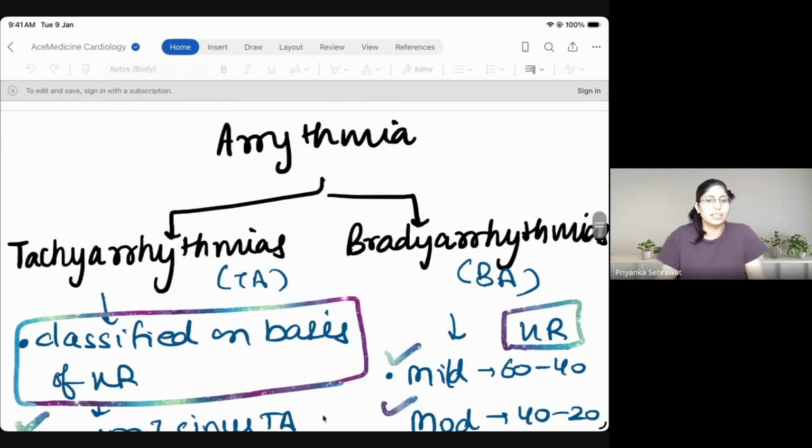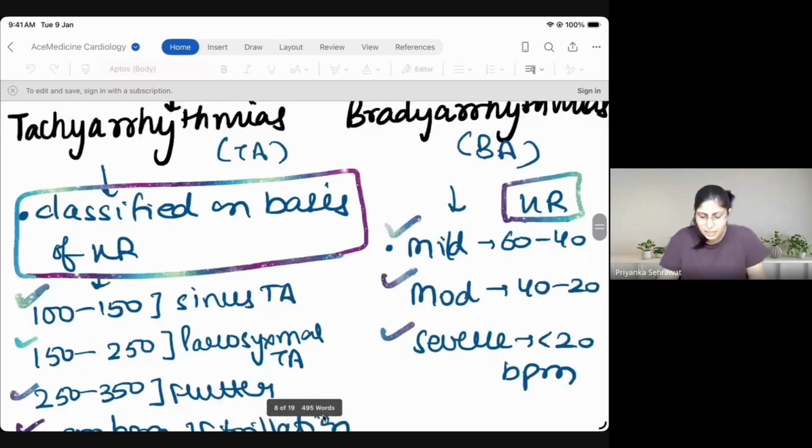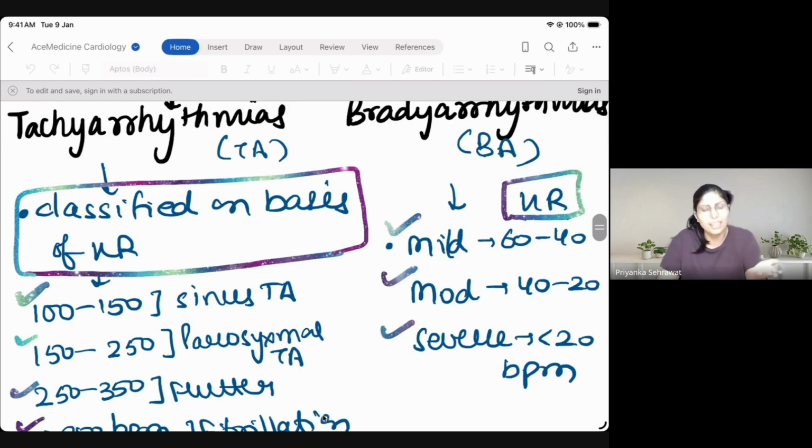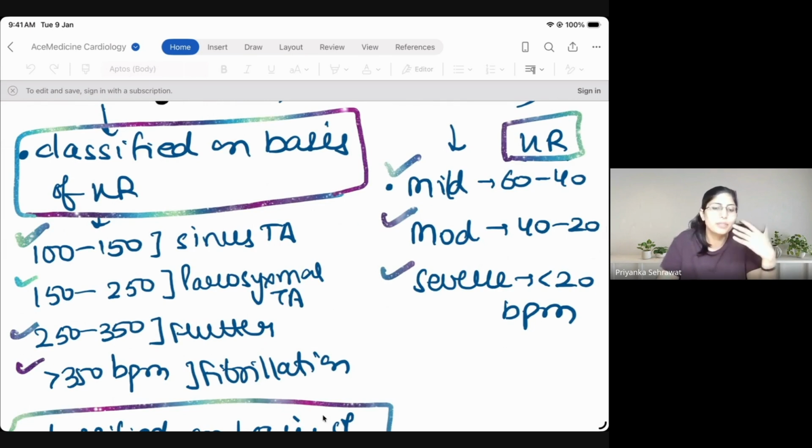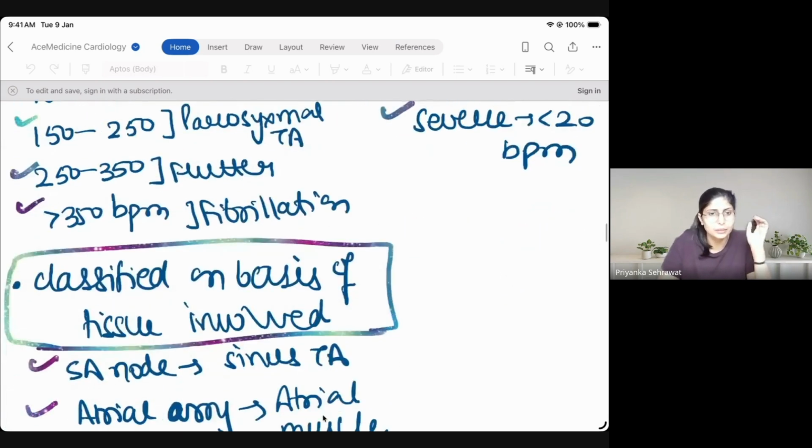Now, what are arrhythmias? Arrhythmias are divided into two. Tachyarrhythmias, bradyarrhythmias. Bradyarrhythmias can be divided into mild, moderate, severe based on the heart rate. So 40 to 60, mild, 20 to 40, moderate, less than 20, severe. Not tough to remember that. On the basis of heart rate, how do we classify tachyarrhythmias? So 100 to 150 usually sinus, 150 to 250 paroxysmal, which has sudden onset or abrupt onset, abrupt offset. 250 to 350 flutter, more than 350 fibrillation. And we'll talk about these in detail.